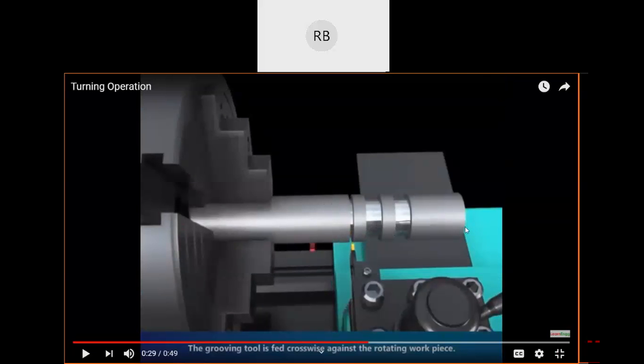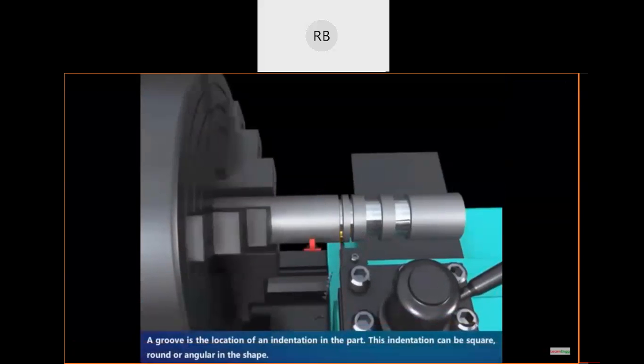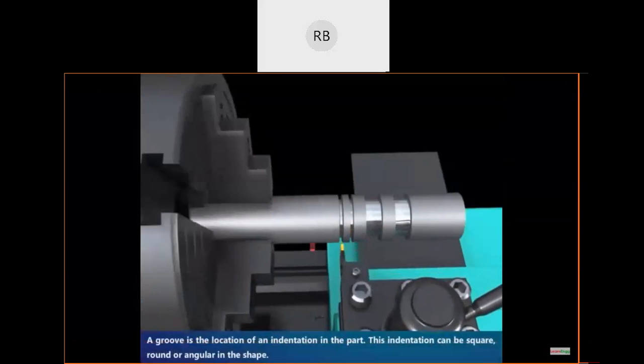This particular operation that is shown in the video is your grooving operation. You can see these are the grooves that have been made. So instead of turning the entire length, if we make grooves in between, this is called your grooving operation.